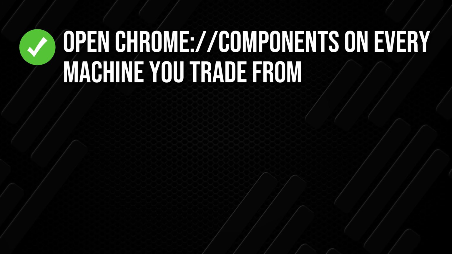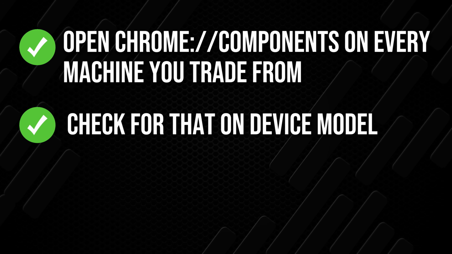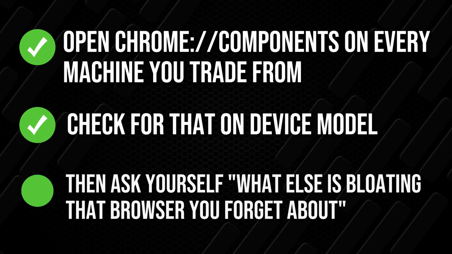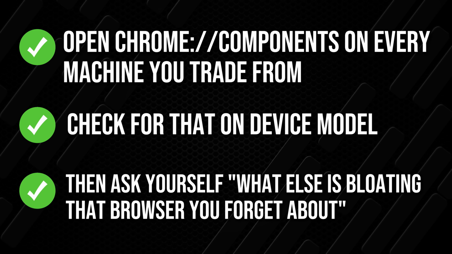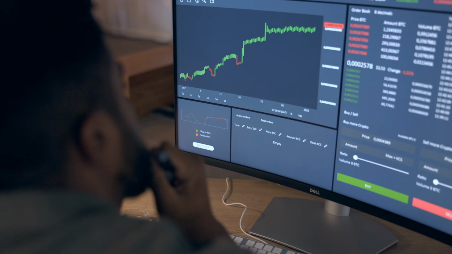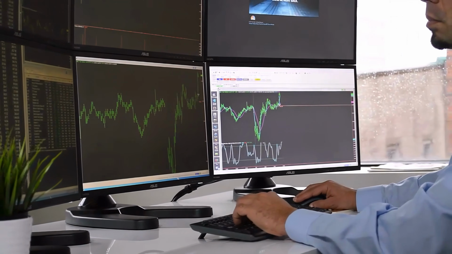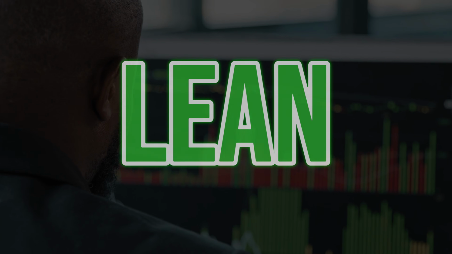So here's your homework. Open chrome://components on every machine you trade from. Check for that on-device model. If it's there, kill it with the steps I just walked you through. Then ask yourself, what else is bloating that browser you forgot about? Because the markets don't care that Google decided to use your computer as free storage for their AI model. The markets only care whether you got filled at the price you wanted. Your only job is to make sure nothing on that machine stands between you and a clean execution. Keep your trading computer lean. Keep it dedicated. Check it often. Listen, because the next surprise download is probably already on its way.